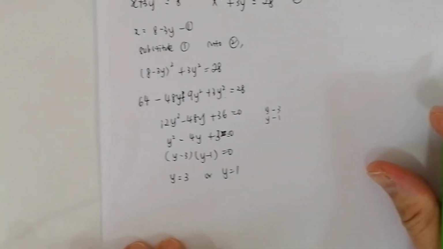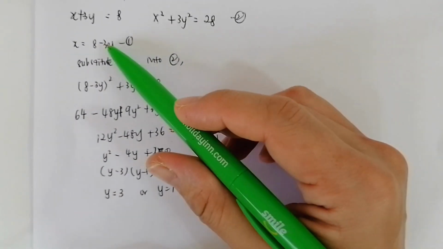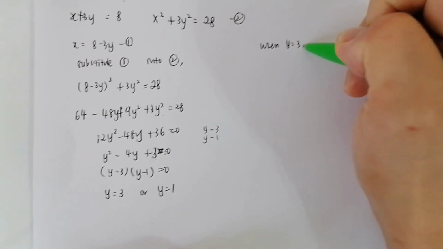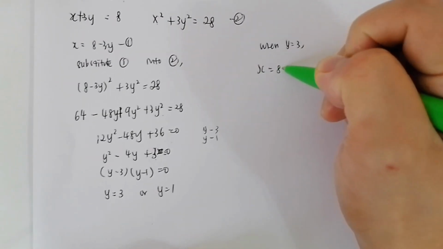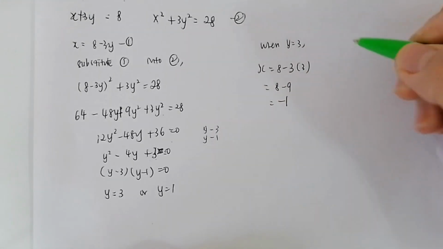Okay? Alright, next. So from here, we are going to substitute in to get the value of x. Okay, so when y equal to 3, x equal to 8 minus 3 times 3. 8 minus 9, which is negative 1.